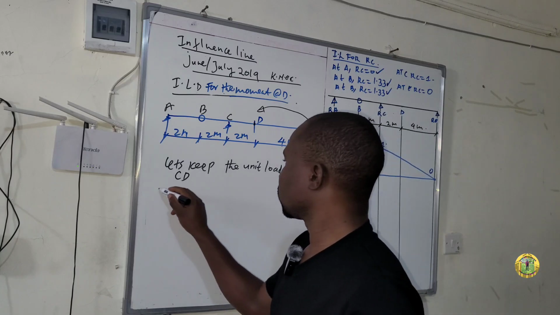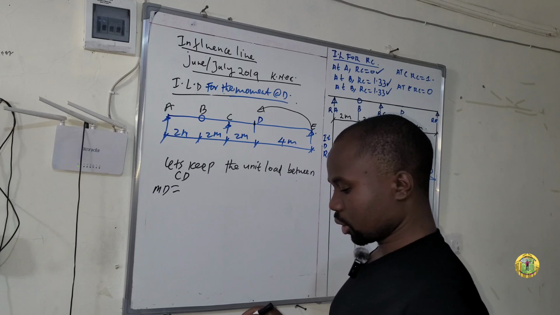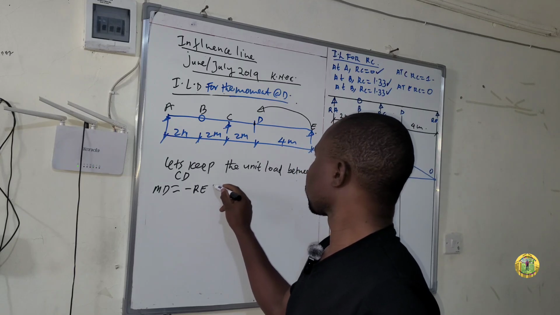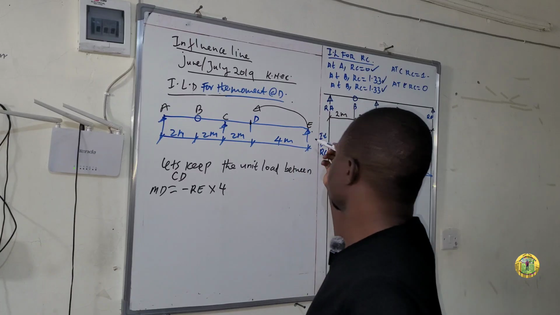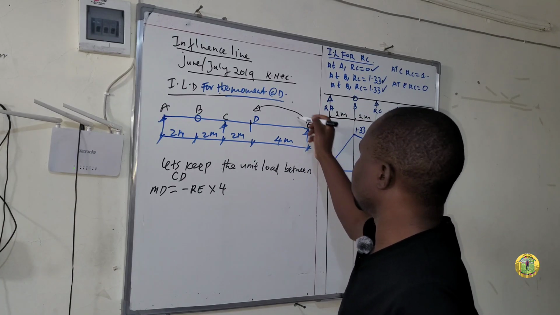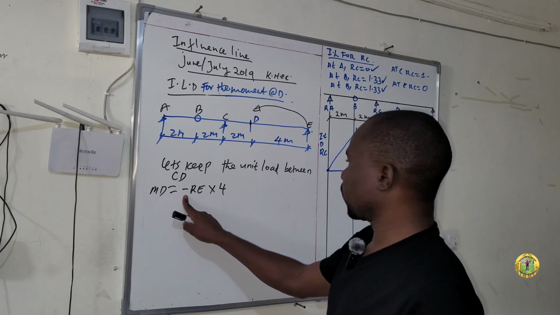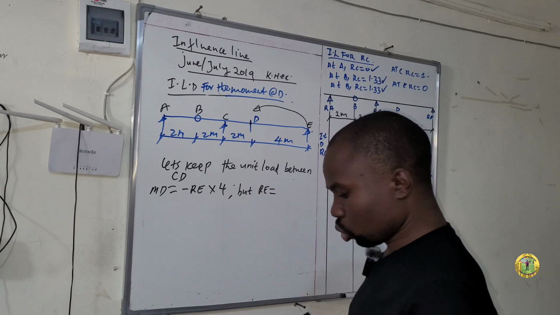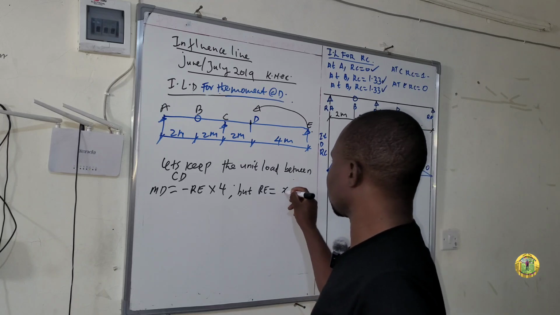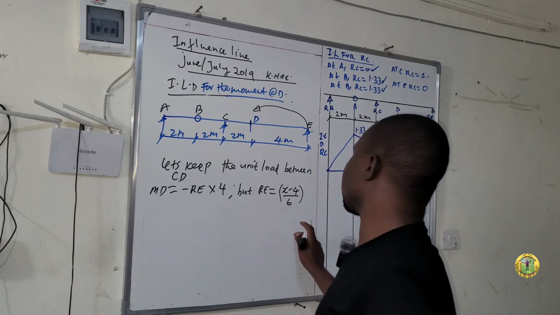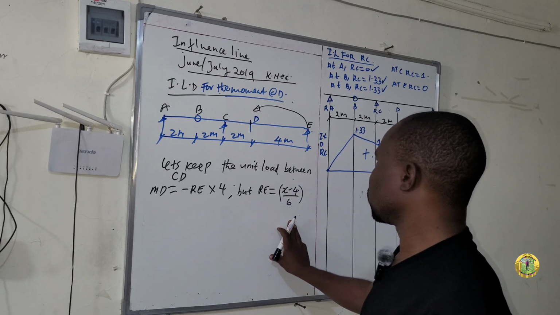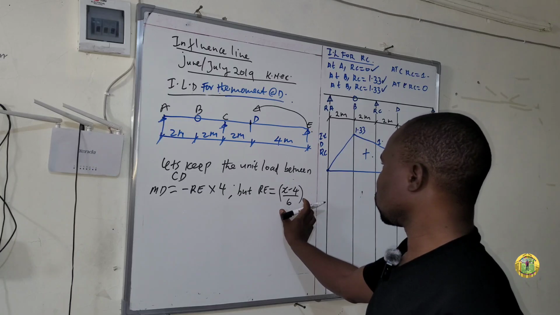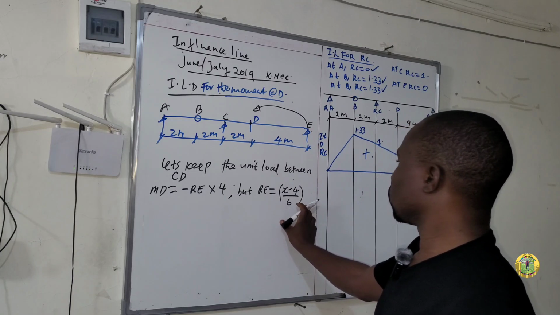So MD will be minus RE times 4. Again, this reaction at E will be moving in anti-clockwise direction, so it will be minus RE times 4. But remember, RE is equal to x minus 4 over 6. So this is RE when the unit load is between C and D, and this expression is already in our calculation.